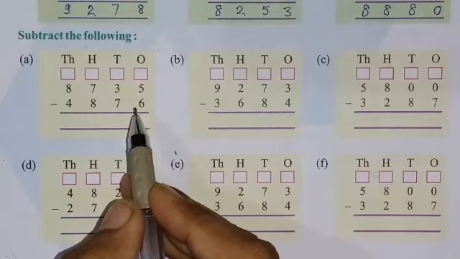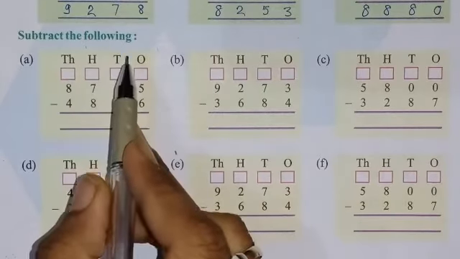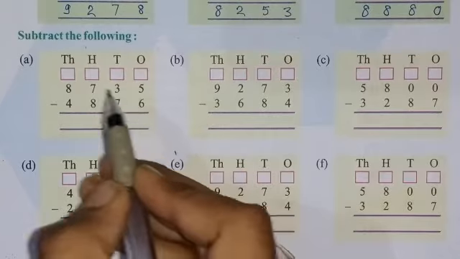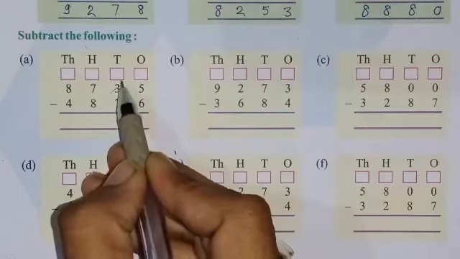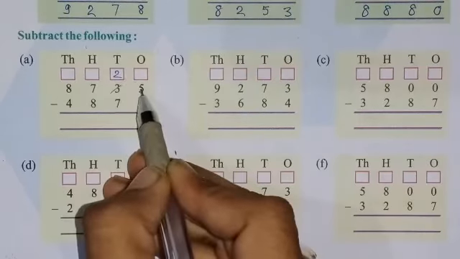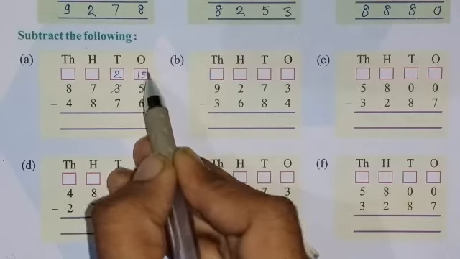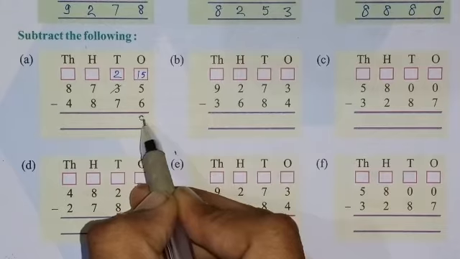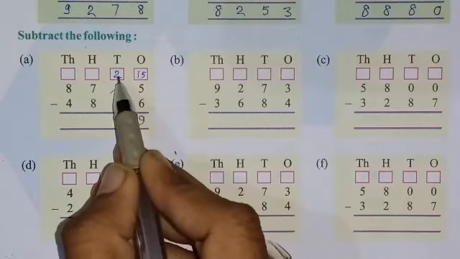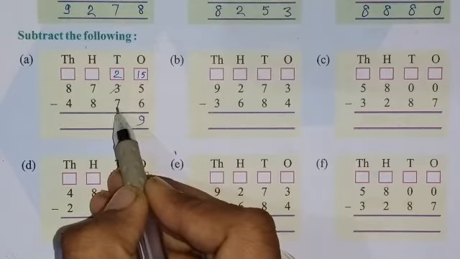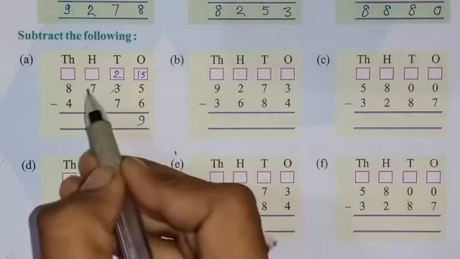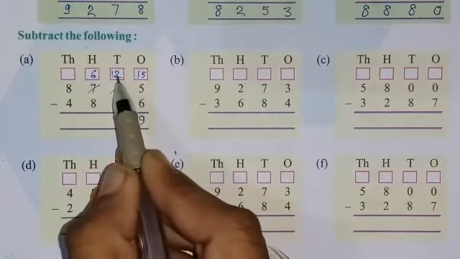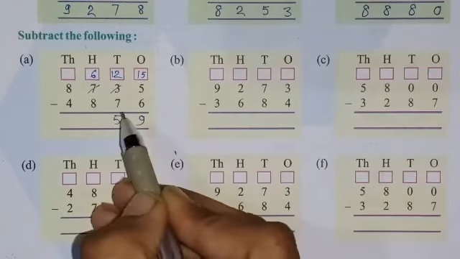Continue with question number second. Subtract the following. Now we have to subtract. 5 minus 6, not possible. So carry from this digit. So this will be 2 and this 5 will be converted into 15. Now 15 minus 6 will be 9. 2 minus 7, not possible. So carry from here. So this digit will be 6 and here will be 12. Now 12 minus 7 will be 5.